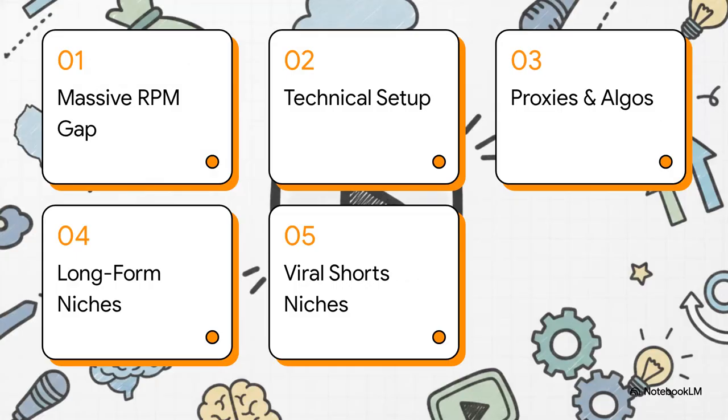So here's our roadmap for today. First, we'll cover the massive RPM gap. Second, the technical US channel setup. Third, beating algorithms with proxies. Fourth, automated long-form niches. And finally, highly viral shorts niches.